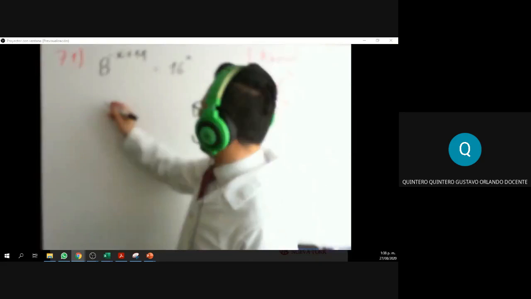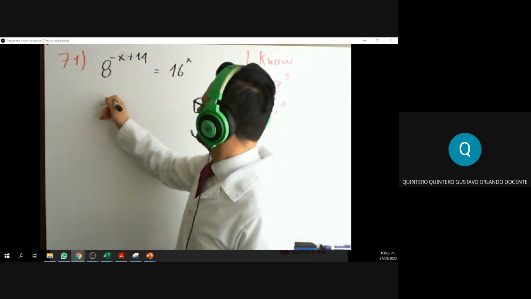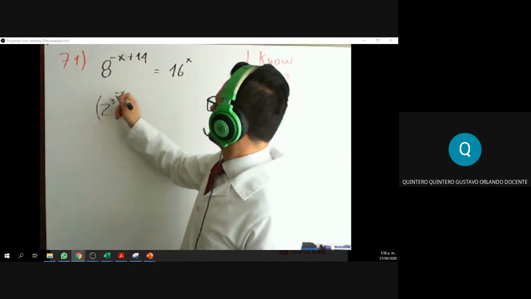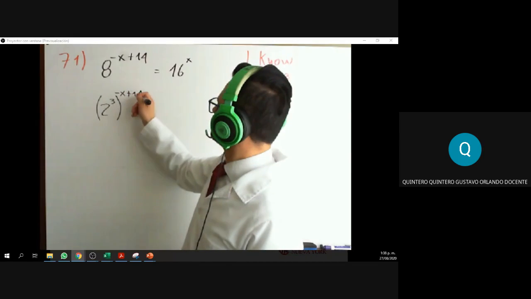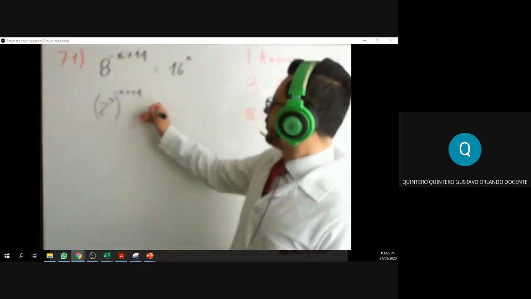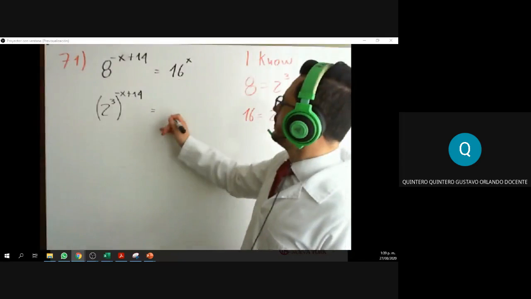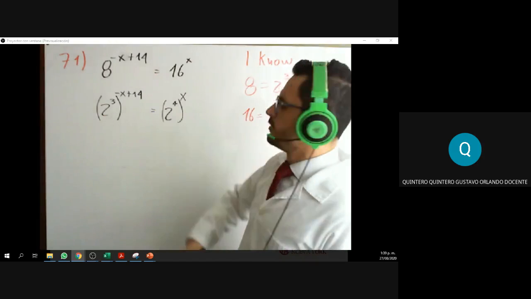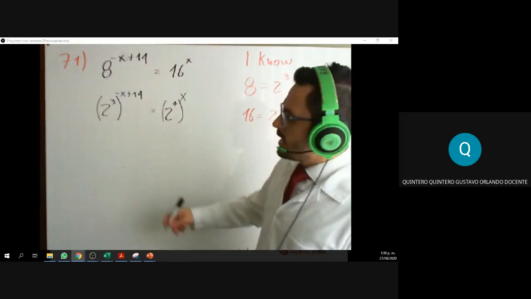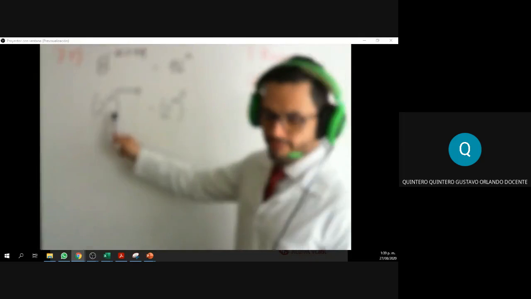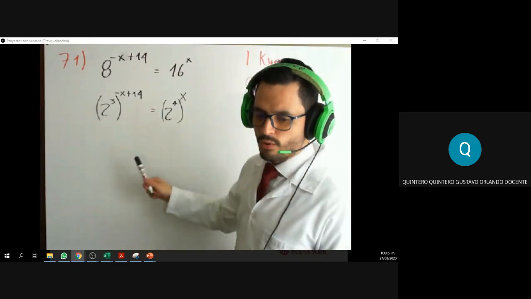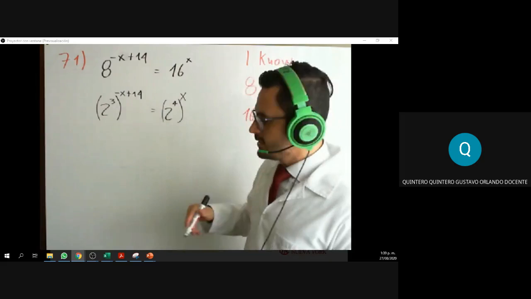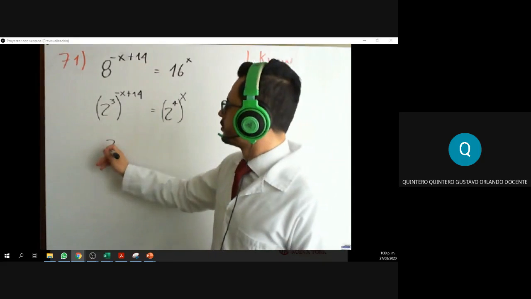All right, over here, 8, this is 2 elevated to the 3. And all of that elevated to the negative x plus 14. All right. To the right, we have 16, which is 2 elevated to the fourth power, and all of that to the x. All right. We have power of a power, and here we have power of a power, which means we can multiply the exponents, and this will be the result.